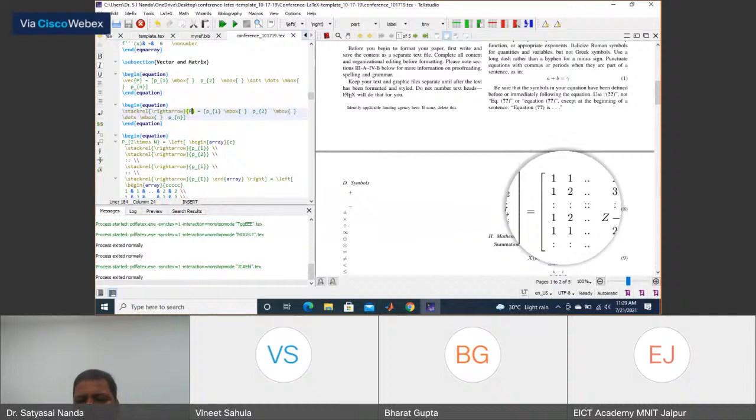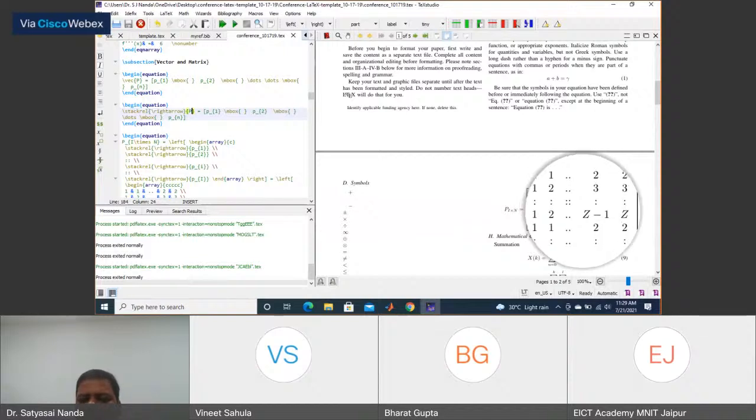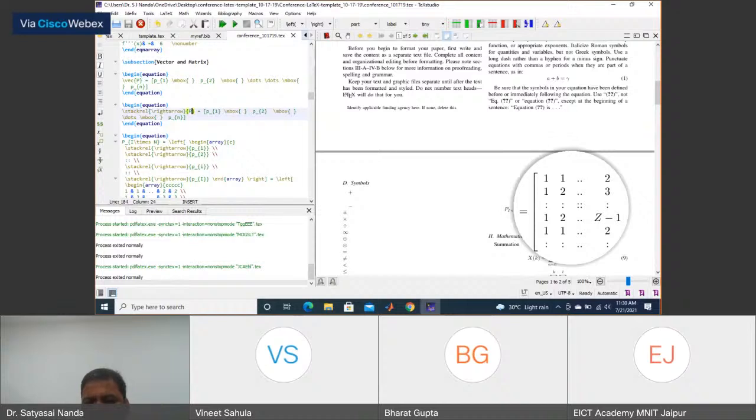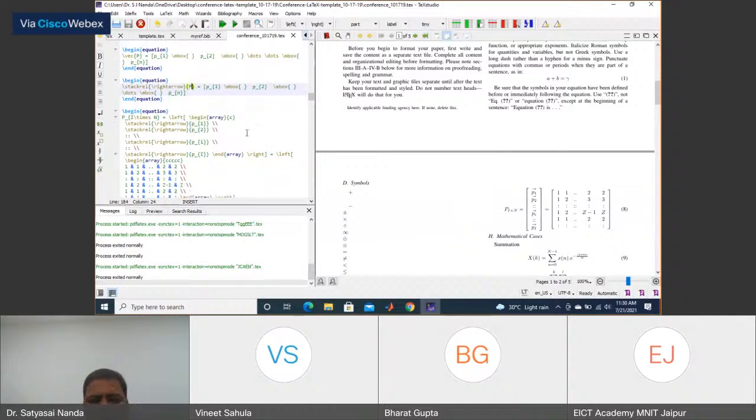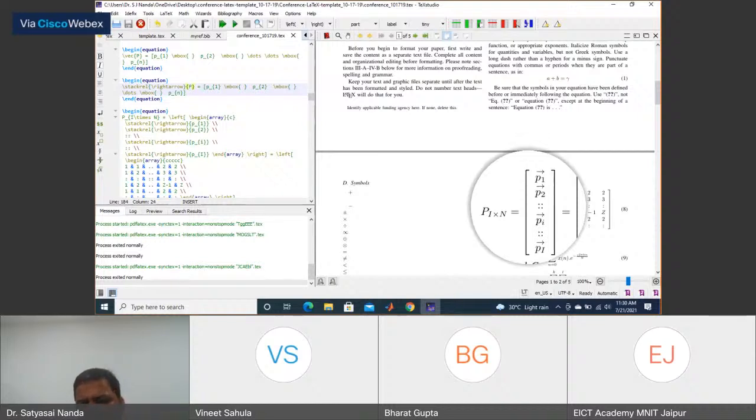Inside the matrix there are a number of rows and columns, with entries 1, 2, 3, and the values moving up to z minus 1 up to z. Such a type of equation, equation 8, we need to write. It appears a little bit complicated, but it will become very easy. For writing such an equation, always have a look: the very significant part is that the left side brace and right side brace are both very big, which you cannot achieve with just the left square bracket or right square bracket.